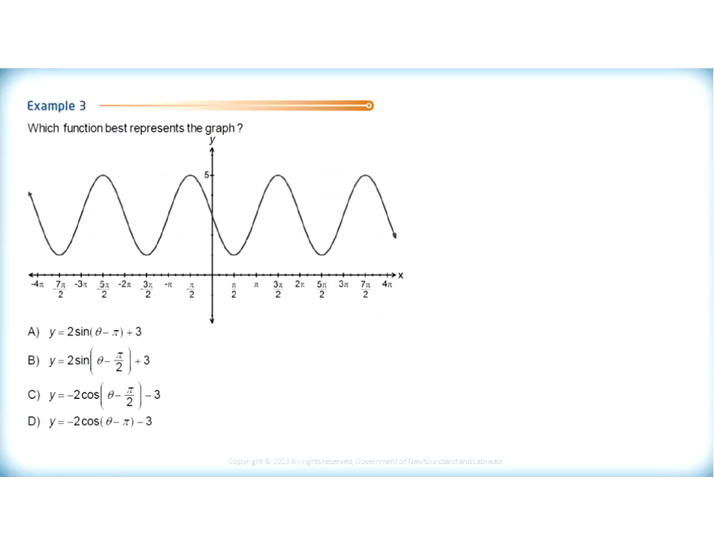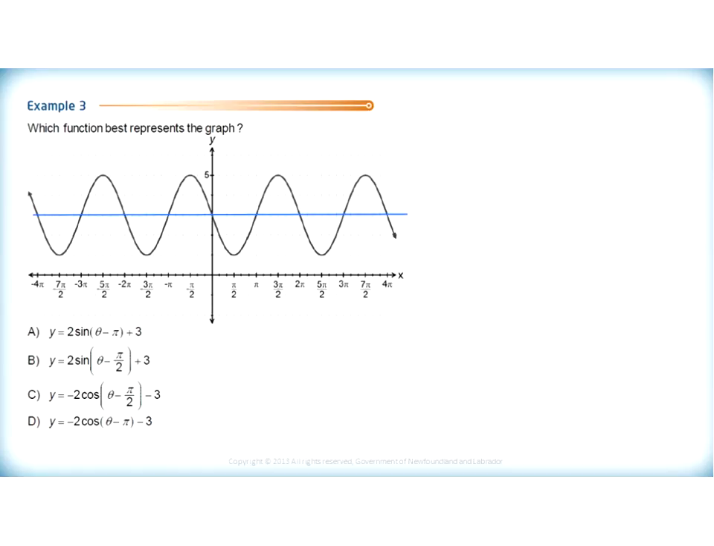In the next example, which function best represents the graph? Notice that the x-axis is labeled in radian measure, so we will use radian measure throughout our solution. We can have the equation in terms of sine, or in terms of cosine. So let's begin by looking at the equation of the sinusoidal axis. You can see that the central line passing through this graph is passing through right about here.